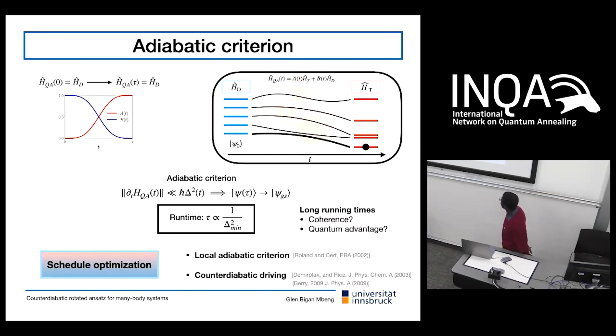I just want to mention that the Grover problem is just the search of an item in an unsorted database, and for this kind of problem they found that without this kind of schedule optimization, taking standard linear schedules, this speedup is not achieved in general. The other approach that I'll mainly focus on today is counterdiabatic driving, which Adolfo has already introduced extensively.